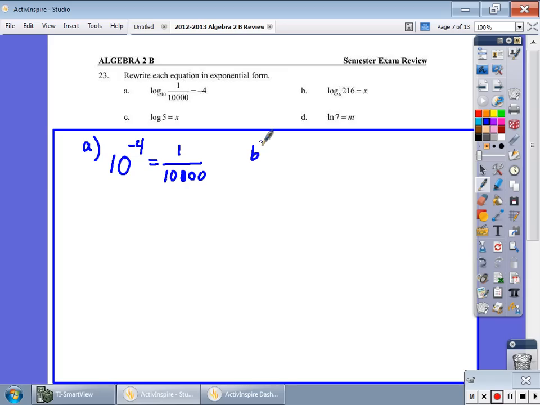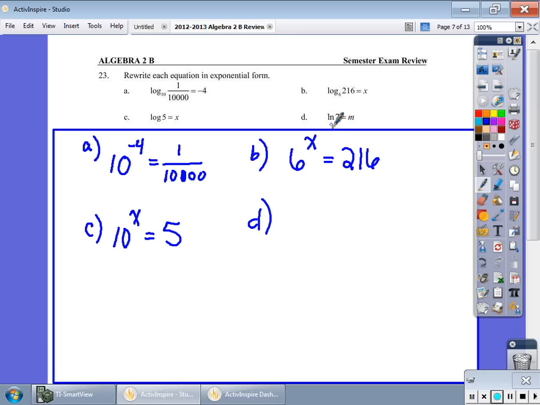Okay, for letter B, we have the base 6. This is the exponent, and then equals 216. For letter C, I don't see a number down on the log, so remember that's base 10. If no number is written, that's base 10 raised to the x is equal to, here's your answer, 5. And then for letter D, natural log, that's log base e raised to the m power is equal to 7. And that's all you have to do for those.